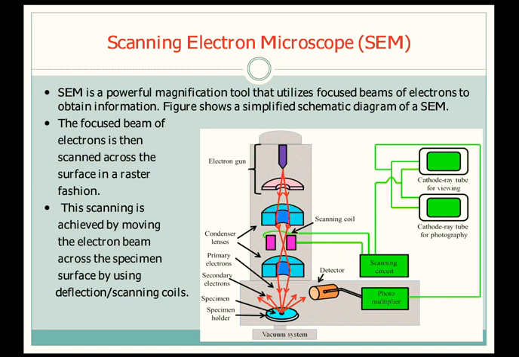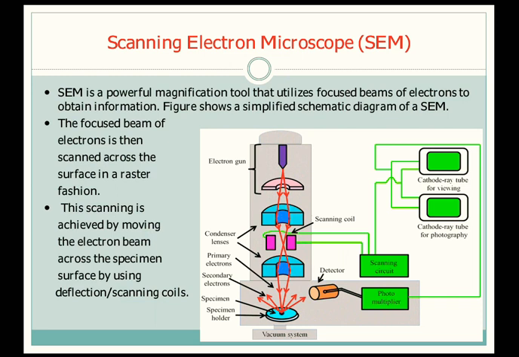So the specimen is placed on the specimen holder, and on the top you can see there is an electron gun. It generates a set of electrons. These electrons are directed towards the specimen, and in between there are two condenser lenses and one scanning coil. These condenser lenses direct the electrons and focus them on the specimen, and the scanning coil will scan the electrons and direct them on the specimen. Once the electrons hit the specimen, they will again reflect.